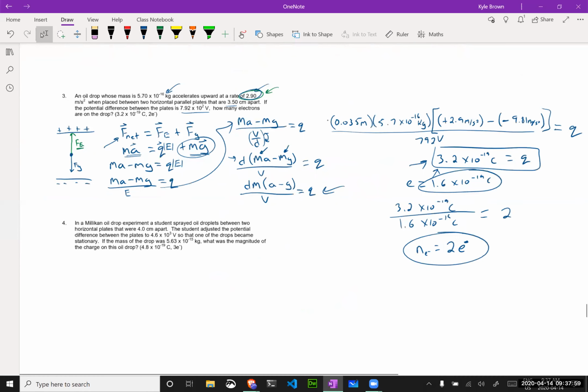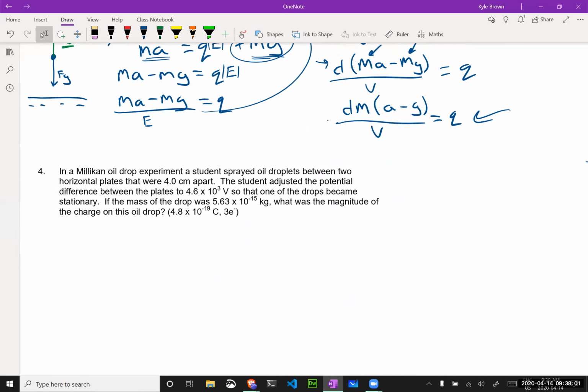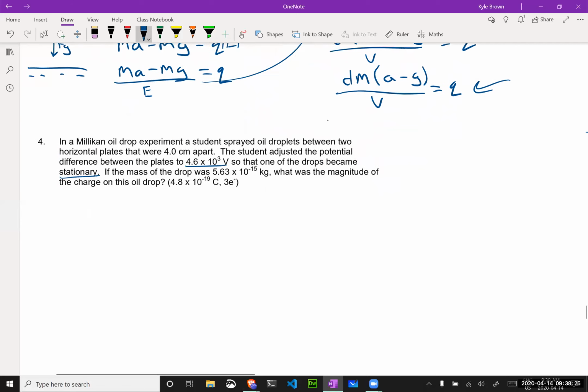All right. You know what, guys? I'm going to help you set this one up, and I'm not going to do it because it's the same thing, but a little bit easier. So on number 4 here, we got the same thing. It's a Millikan oil drop experiment, and the plates are 4 centimeters apart. The student adjusted the potential difference between the plates to be this amount so that one of the drops became stationary. All right, so here's the idea when we do this one.